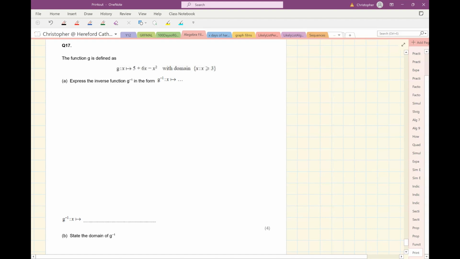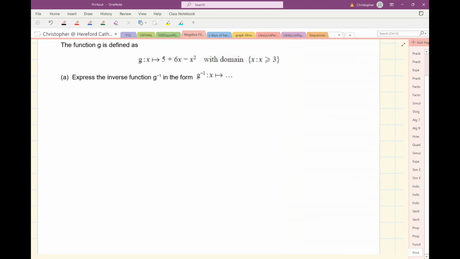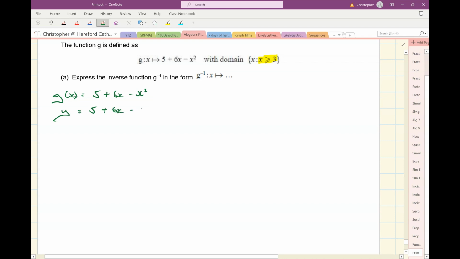Question 17. Right, I've got a function g, and it's defined there, and there is also a restriction on the domain, which I'll need to remember, and I need to find the inverse function. Okay, so I've got g of x is 5 plus 6x minus x squared. So I'm going to write y equals 5 plus 6x minus x squared to find the inverse function, and I want to make x the subject of this.